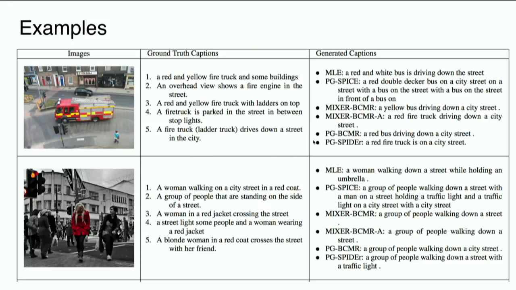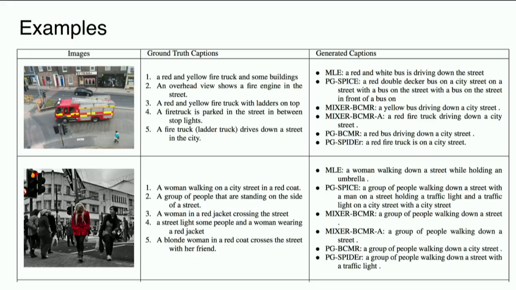Let's see. So here, this is max likelihood training, which is the previous stuff you saw. If you directly optimize the SPICE score, it will generate "a red double-decker bus on a city street, on a street, with a bus on the street, in front of a bus on." So it's not very fluent. The reason is, when you do semantic parsing on that and build a graph, it doesn't really matter if you're not fluent, as long as you get good graph coverage.